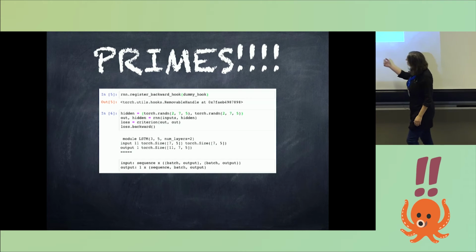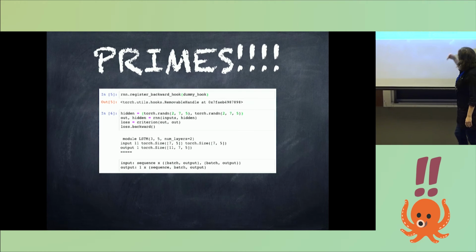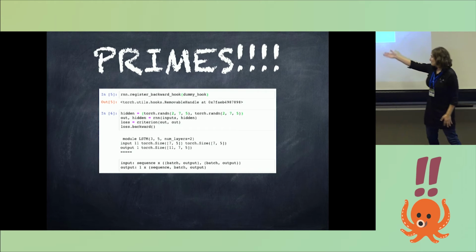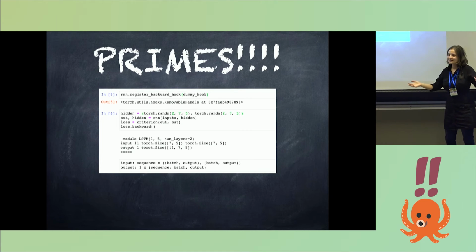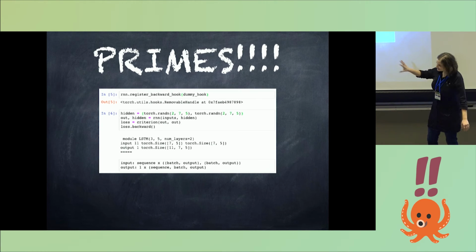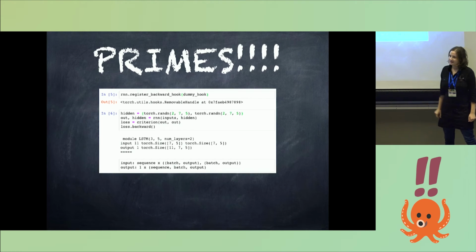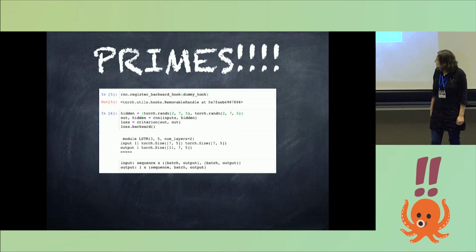So in this case, I'm just using a dummy hook. The dummy hook that I wrote just prints out information about the input and the output types. And you can tell what hyperparameters are associated with what types.